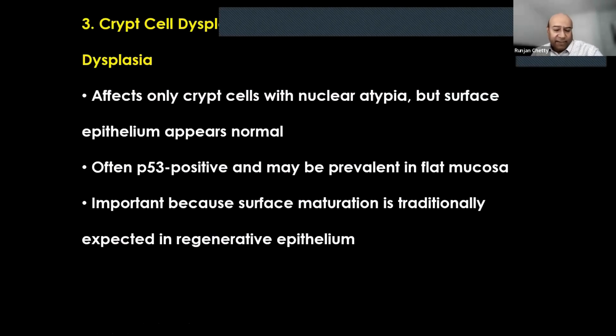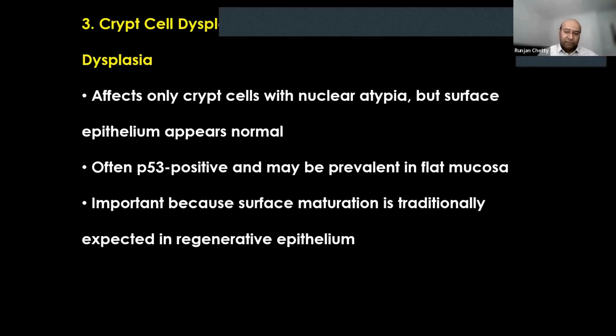Crypt cell dysplasia, or the basal crypt dysplasia equivalent in Barrett's esophagus, or, I really like this term, surface maturation preserving dysplasia. One of the mantras that we were taught is that if there is dysplastic change or cytologic atypia in the crypts or in the base, as long as it matures up to the surface, it is not dysplasia. However, there is now a little bit of a myth because of this entity of crypt cell dysplasia.